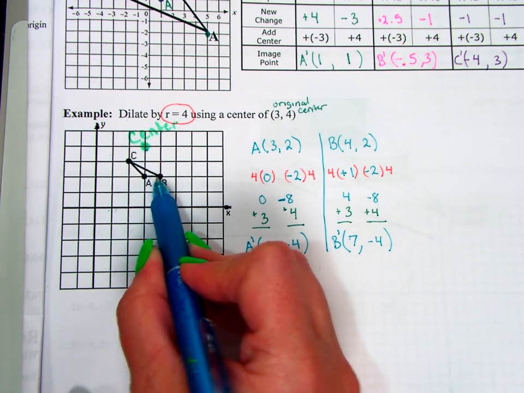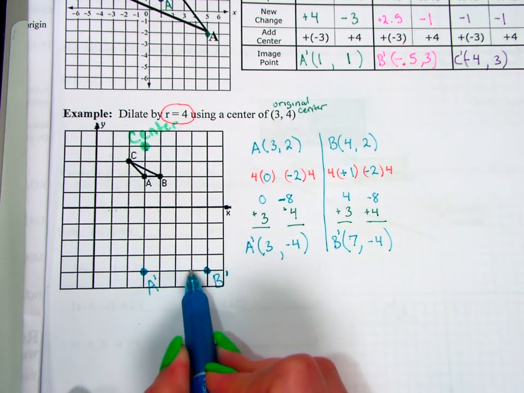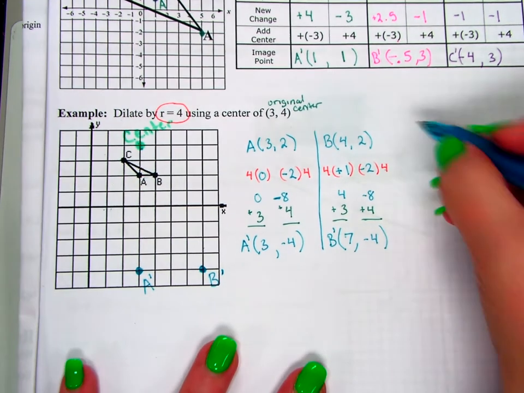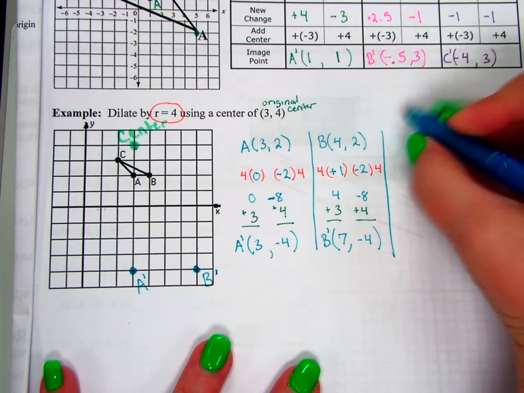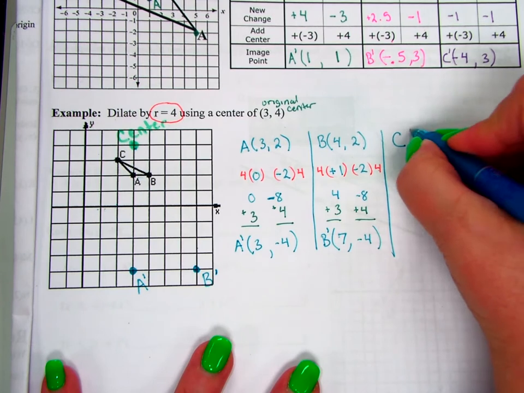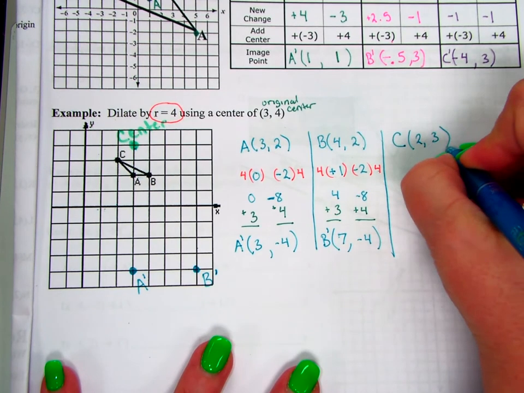And notice you can also see on the dimensions. Here this is 1 square apart. Here this is 4 squares apart. It is 4 times bigger, right? All right, the last one, C. C is at 2, 3.